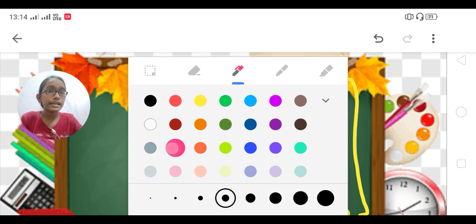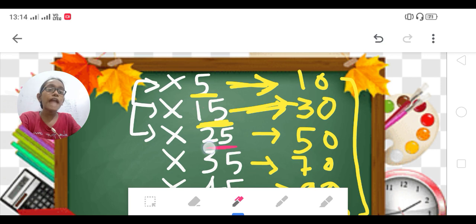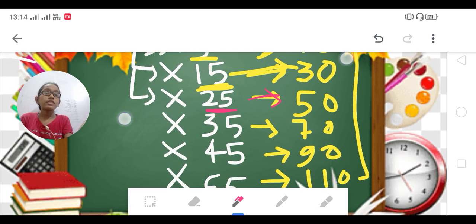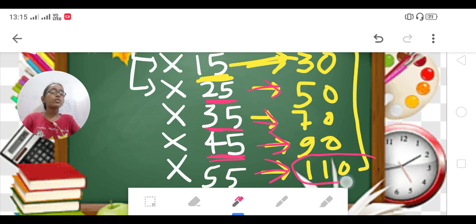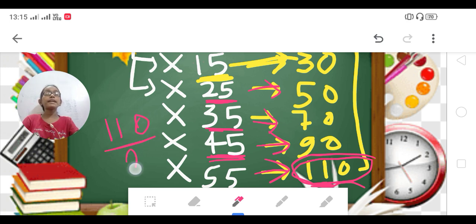Now let me take another pen. Okay. Now if you add 25 plus 25, you get 50. If you add 35 with 35, you get 70. If you add 45 with 45, you get 90. And if you add 55 with 55, you get 110. So just add the number with itself. Whatever answer you get, like 110, you have to multiply the number by 11. Once you get the answer, add 0 at the end and then divide the number by 2.